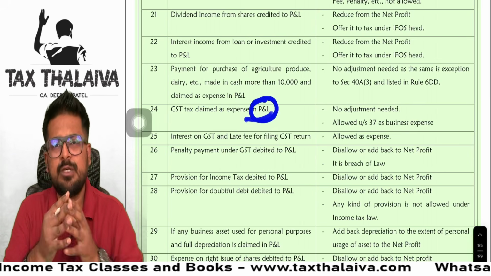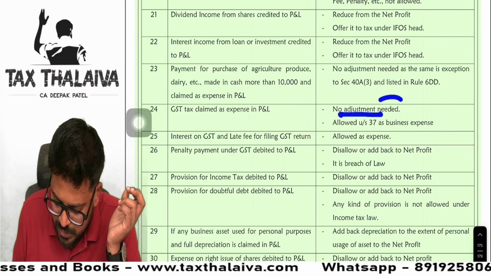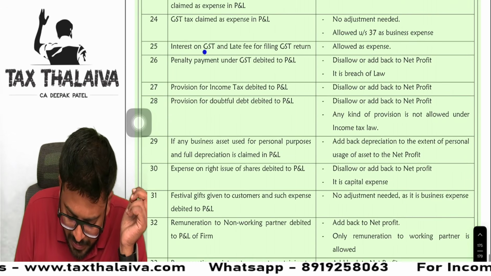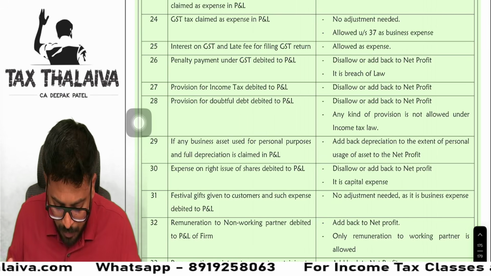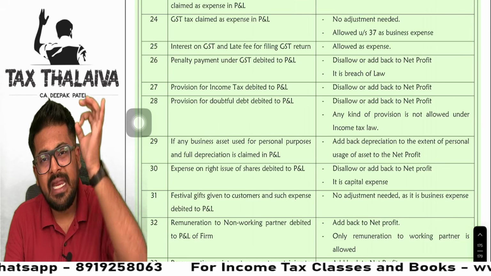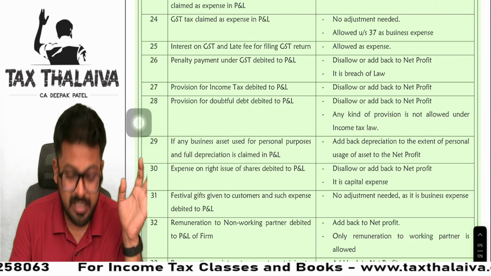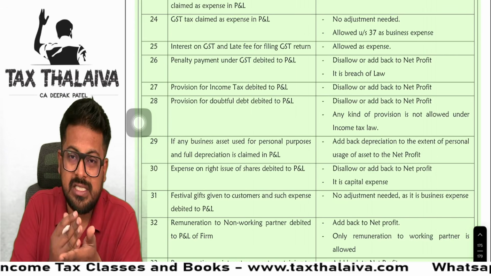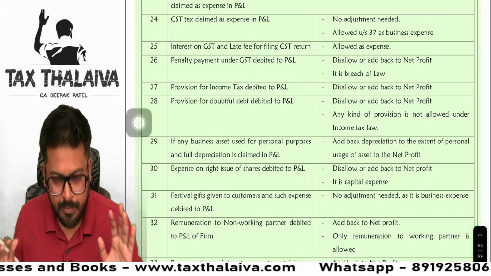GST tax claimed as expense in profit and loss account. I told you GST is absolutely a business expenditure, no adjustment needed, allowed as business expenditure under section 37. Interest on GST and late fee for filing of GST is also allowed, guys, absolutely not a problem. But guys, always remember, any kind of penalty for breach of an act is disallowed under the Income Tax Act. So if you paid a penalty for GST, you are breaching the GST law for which you are paying the penalty, so that is disallowed, it has to be added back, guys.